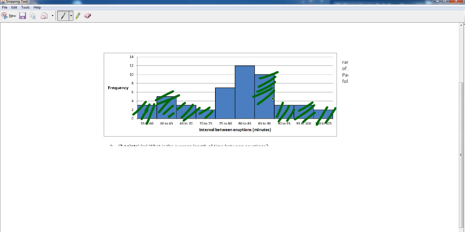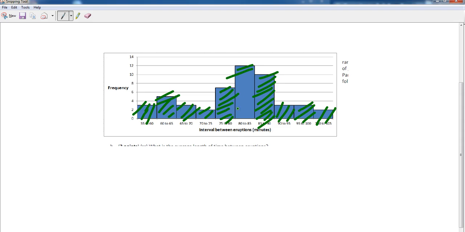Let's get rid of those 5. 1, 2, 3, 4, 5. 1, 2, 3, 4, 5. And now I've got 2 left in this bar. 1, 2. Take 2 wherever in this bar. And now I've got 10 left in this bar.